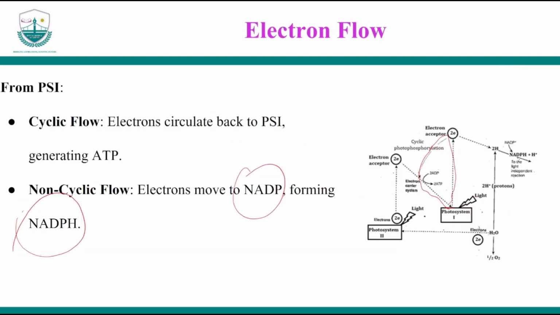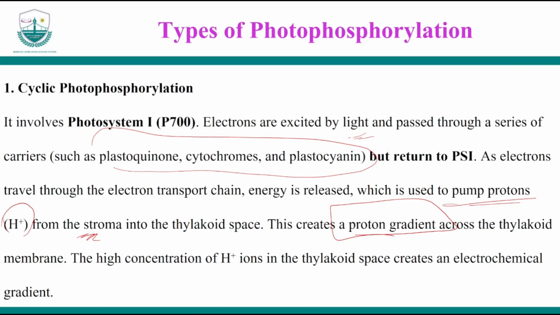Okay, so just a summary of cyclic phosphorylation. Cyclic phosphorylation happens in photosystem 1. When light strikes photosystem 1, you'll have electrons getting excited, and they will move to higher energy levels, and they will be carried by a number of electron carriers.